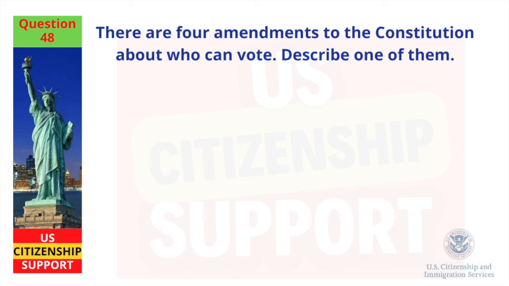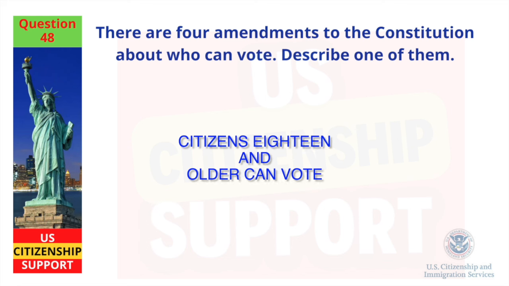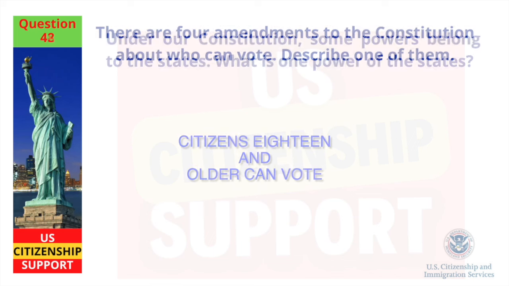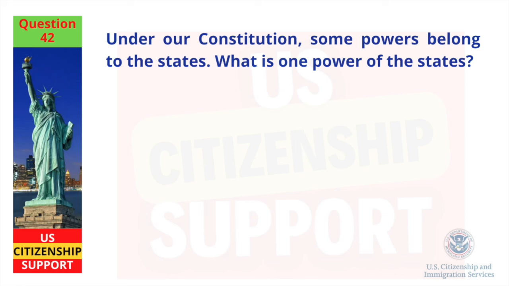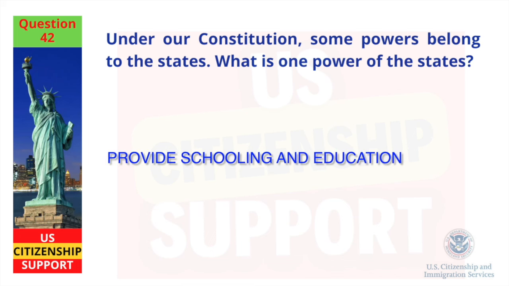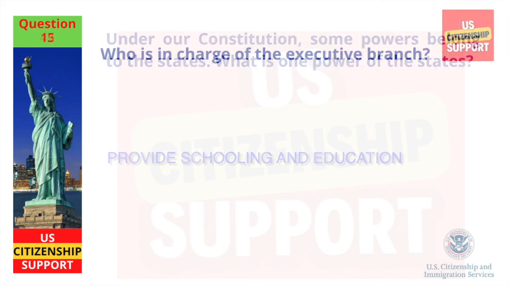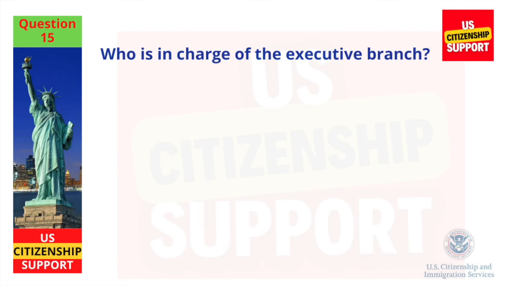There are four amendments to the Constitution about who can vote. Describe one of them. Citizens 18 and older can vote. Under our Constitution, some powers belong to the states. What is one power of the states? Provide schooling and education. Who is in charge of the executive branch? The president.